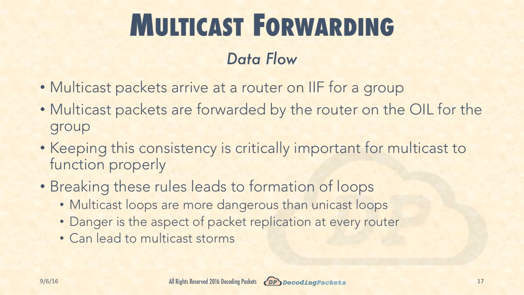Multicast packets should always arrive at a router, or the router expects them to arrive, in a certain fashion. And that certain fashion is the IIF. So they must always arrive on the IIF. Once they do arrive on the IIF, they will be forwarded by the router, and you guessed it, it should be on the OIL. So they should be forwarded on the outgoing interface list for the particular group.